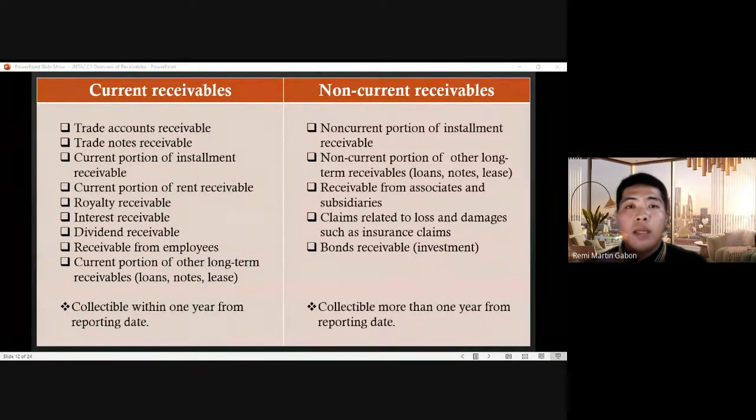For non-current, we have the non-current portion of installment receivable and the non-current portion of other long-term receivables, such as loans, notes, and lease. Then we also have receivables from associates. Usually receivables from associates and subsidiaries are automatically non-current. Non-trade and non-current. Claims for insurance related to loss and damages are long-term basis. Then bond investment or bond receivable. So for current or non-current, always consider the collectability, whether it is within 1 year or beyond 1 year from the reporting date. If your reporting date is December 31, count 12 months from December 31. Okay.